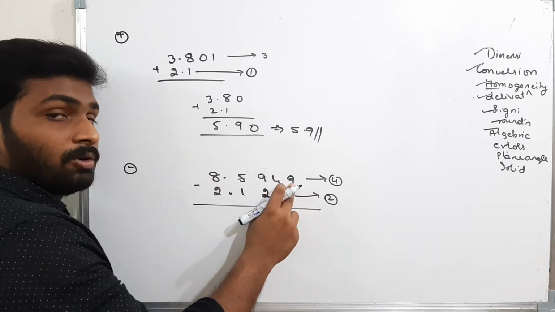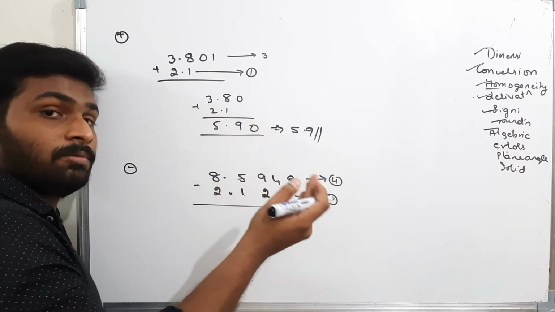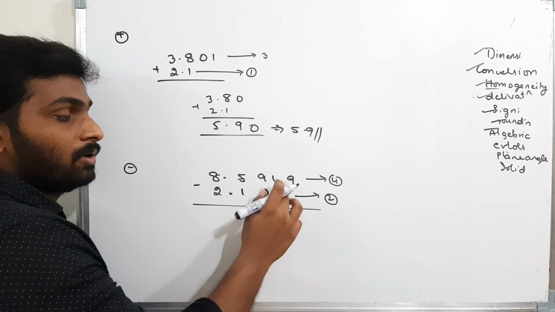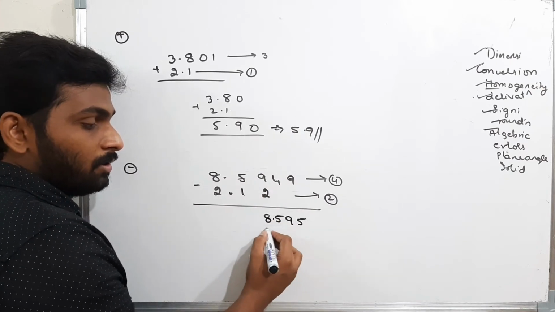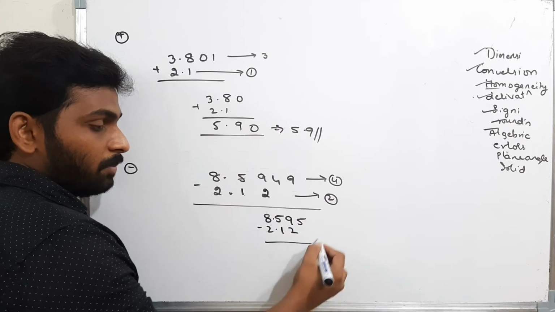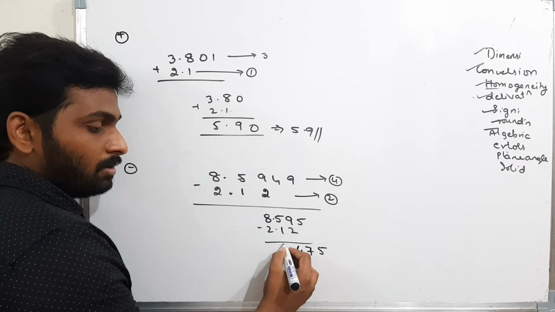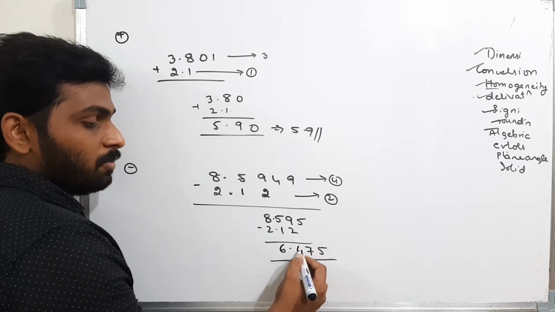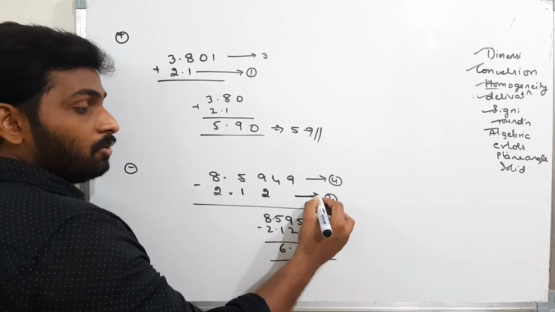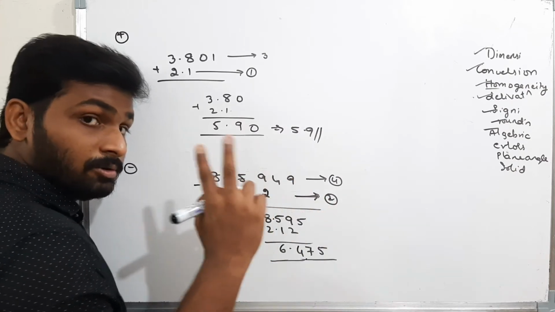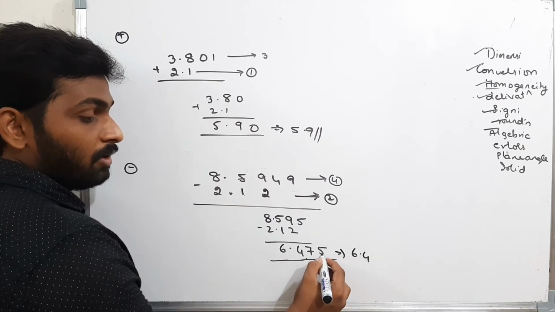If I round off, then I should round off the number 9. Number 9 is greater than 5. If it is greater than 5, then we should add plus 1 to the before digit. Therefore 8.595 minus 2.12. Now subtract it. Therefore value is 6.475. But the least is having 2 digits. Therefore answer also should have only 2 digits after decimal. Therefore 6.4, 5 is there.